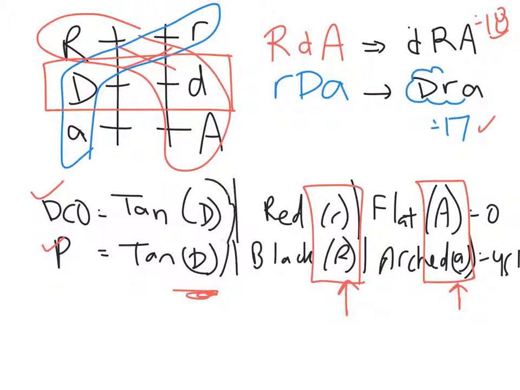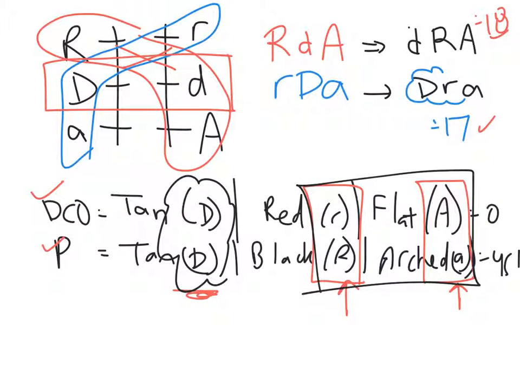In this case, this is the one that's not like the other two. It's not changing, while these two are changing. So that tells us that positionally the D gene must be between the R and the A, flanking on the outside.